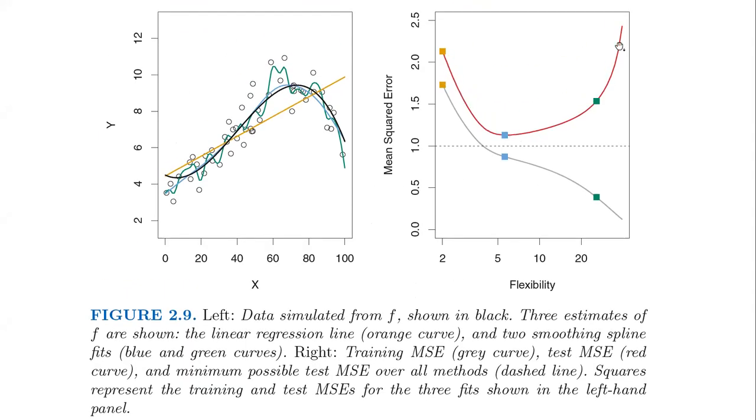Now you would normally want to use the test mean squared error. What do we mean by test? We mean using data that hasn't been incorporated in the model, that the fitting of the orange curve or the green or the blue has not considered this data.